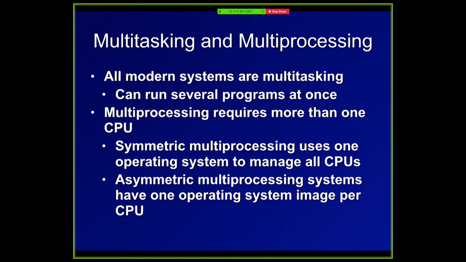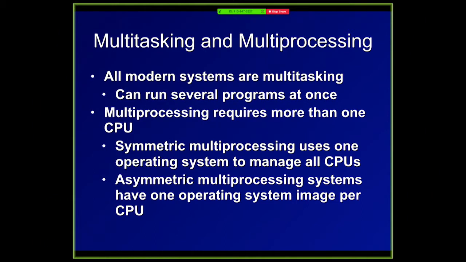Multitasking is in all modern systems, where it can run several programs at the same time, but it's not really doing more than one program at a time. It's strobing between them. It does one program for a while, then it suspends that operation. It does another program for a while. The appearance is they're all moving forward, but in fact, they're each just getting a turn on the one processor, unless you have more than one CPU.